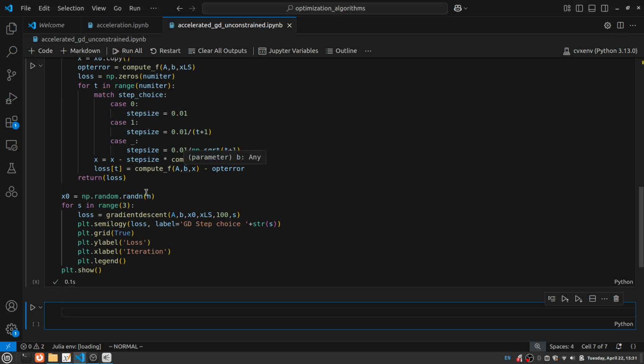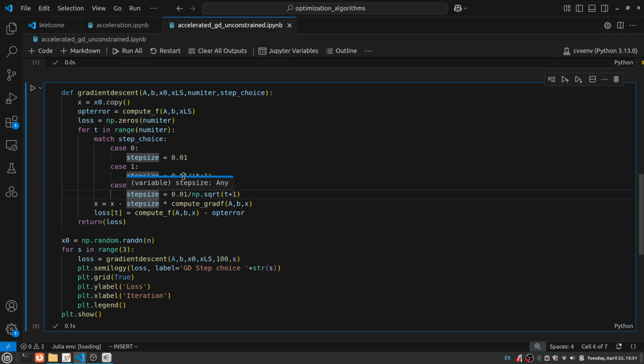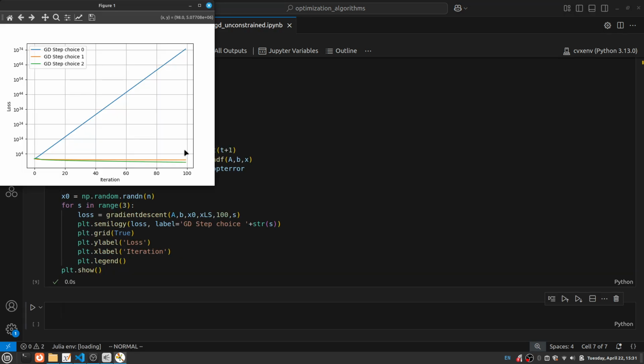But let's maybe run this for more number of iterations, or suppose I just change this from 0.01 to 0.1, then what would happen? So I chose too large a step size. With constant step size, the gradient descent just diverges. The other two converge. They converge slowly, but still they do converge because the step size is decreasing as t becomes larger and larger. So I have eventual convergence at a slightly slower rate, but it does converge.